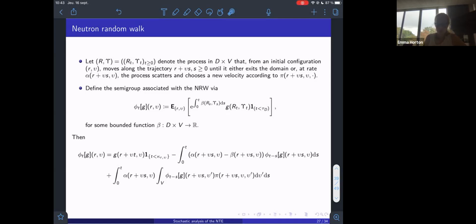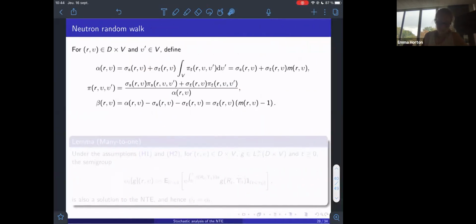And what we want to look at is what values of alpha, beta, and pi will make this equation the same as that. So then the average behavior of this single particle, this weighted particle, matches the average behavior of the branching process. And it turns out that these definitions of alpha, pi, and beta are the correct ones to choose.